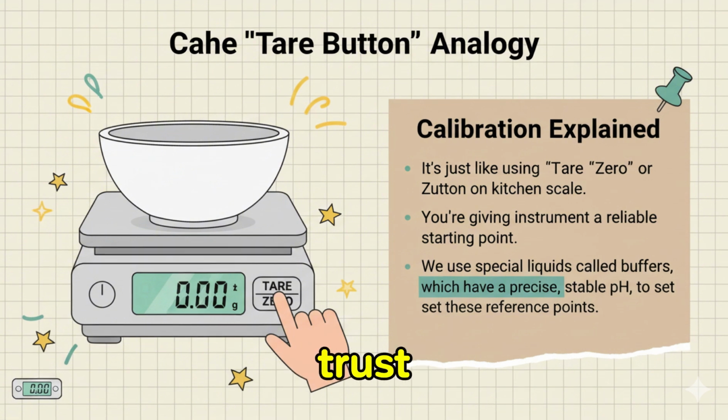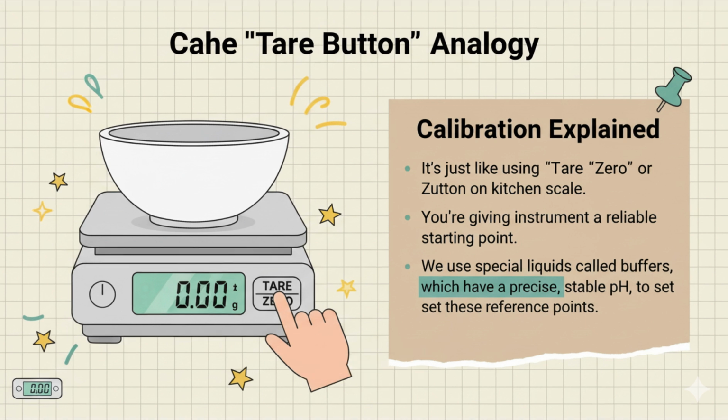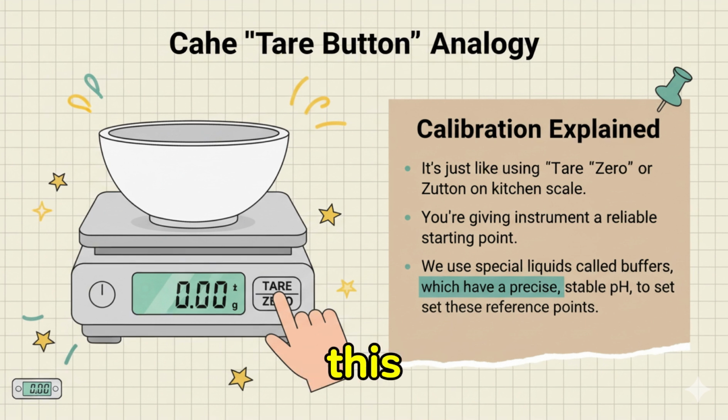Now, before we can trust our electronic tongue, we have to teach it what's what. This is called standardization or calibration, and it's the most important step. Calibration is the process of adjusting the pH meter's output to match known standard values, ensuring the accuracy of its measurements. Think about a digital weighing scale in your kitchen. Before you weigh your flour, you put an empty bowl on it and press the tare or 0 button, right? You're telling the scale, hey, this bowl's weight is our new 0.